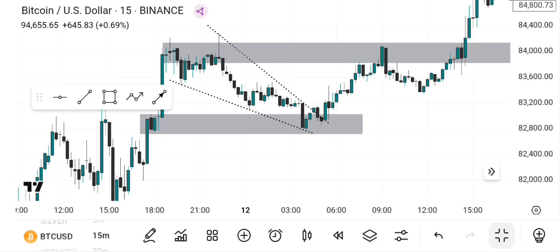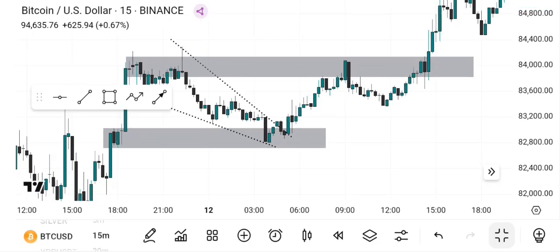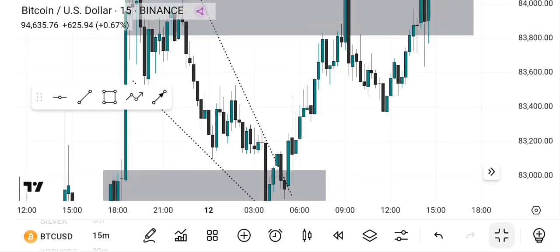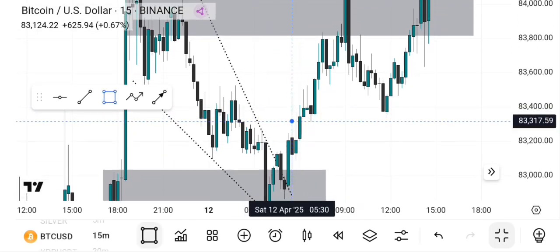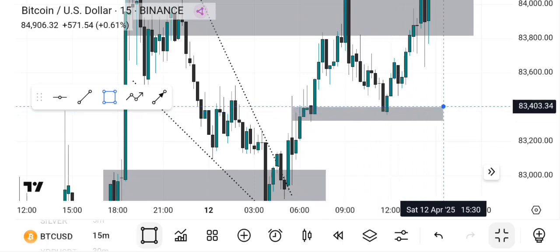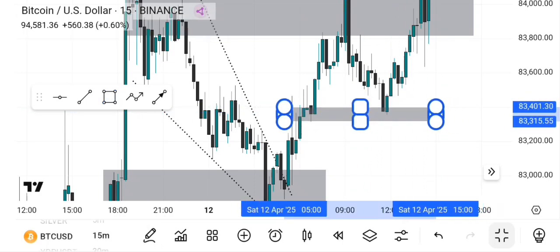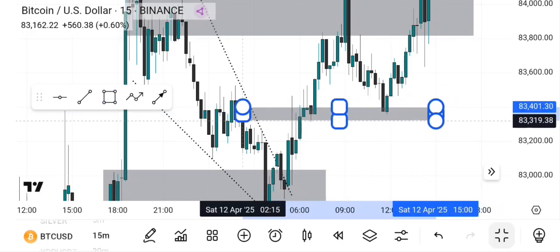So when the price came down, it didn't even take the stop loss of the early buyers here. There was no manipulation. It just reacted beautifully, and it continued buying and going upward. And if you observe this, we have a demand zone here, and I've told you guys that this zone is not just a normal zone. It's very, very powerful.